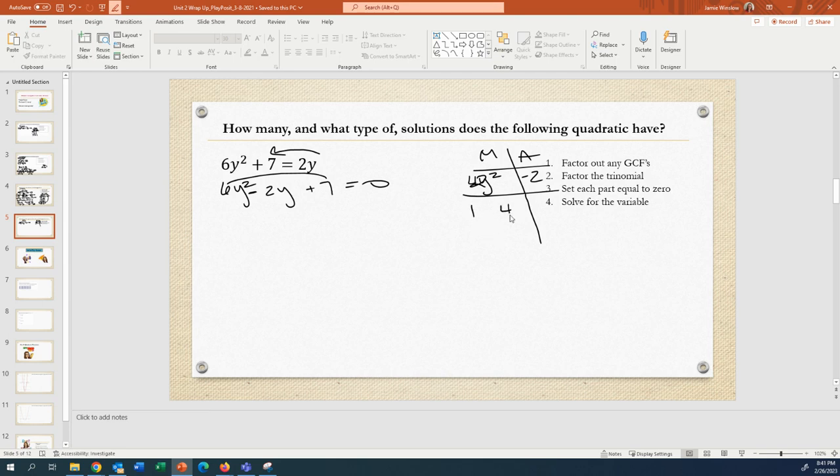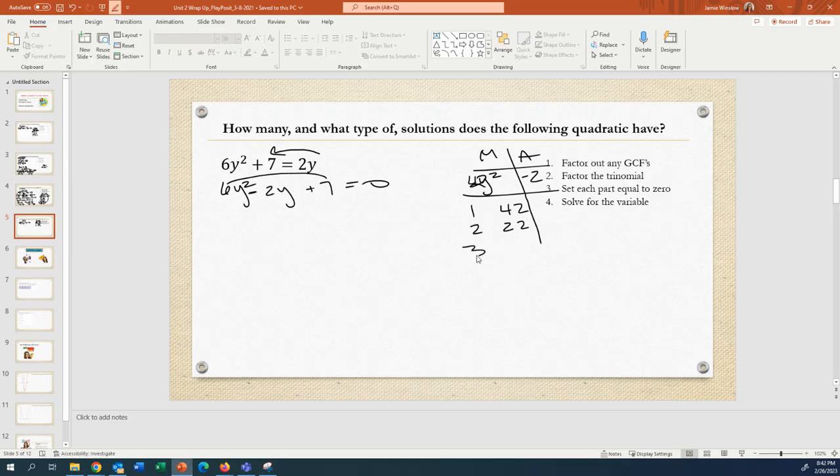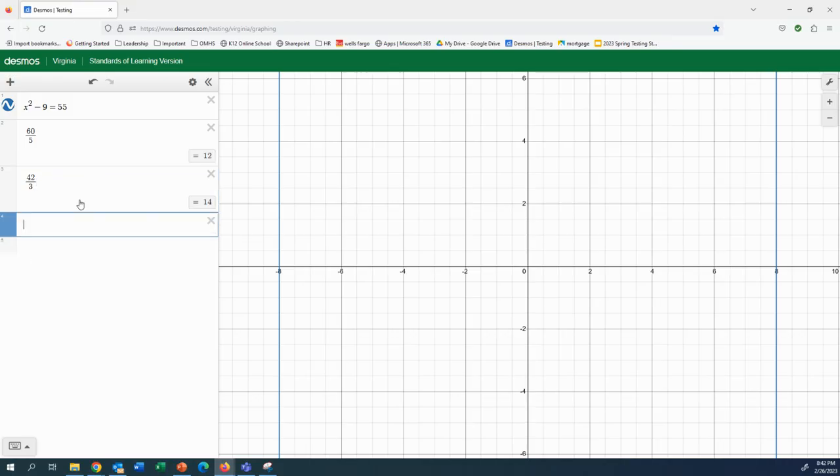So we have 1 and 42, 2 and 21. I don't think 3 works. Well, let's just see. Oh, it does? Weird. Okay, 3 times 14. I never would have remembered that. How about 4? Nope. 5 doesn't work. 6 works because it's 6 and 7.